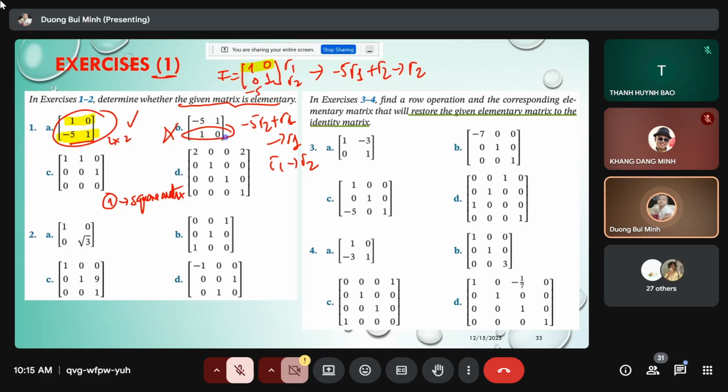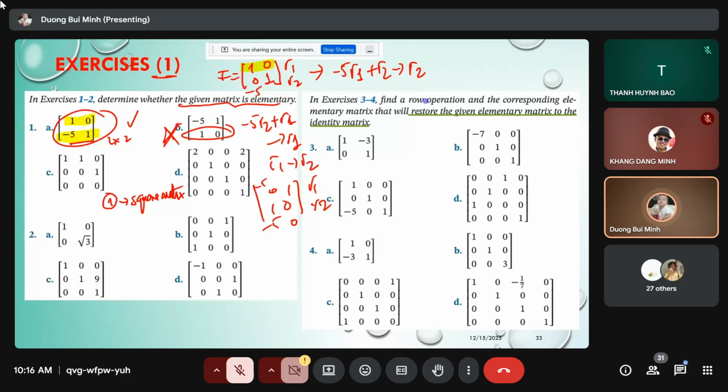They can get 1 0 here, and this is 0 1. This is the first step. The second step, they multiply R2 by -5 and add it to R1. -5 times R2 is -5 0, and -5 plus 0 is -5, 0 1. So this is not an elementary matrix. Just double check, and you can know whether the given matrix is elementary or not.